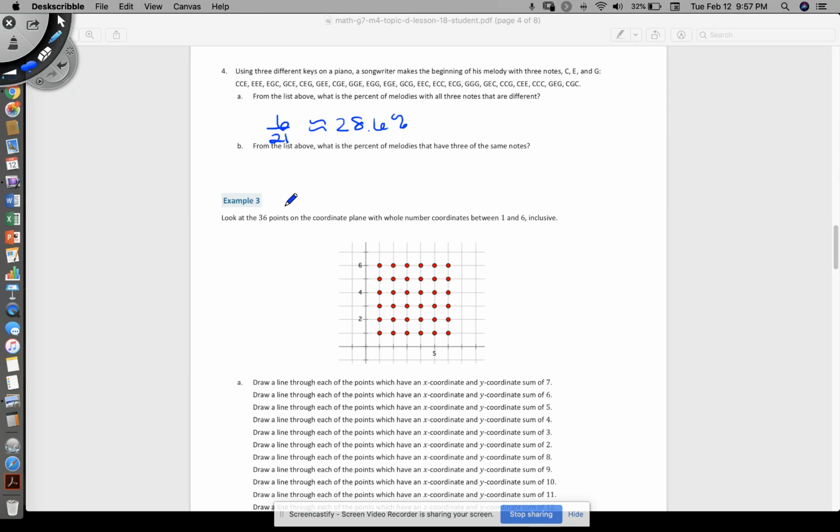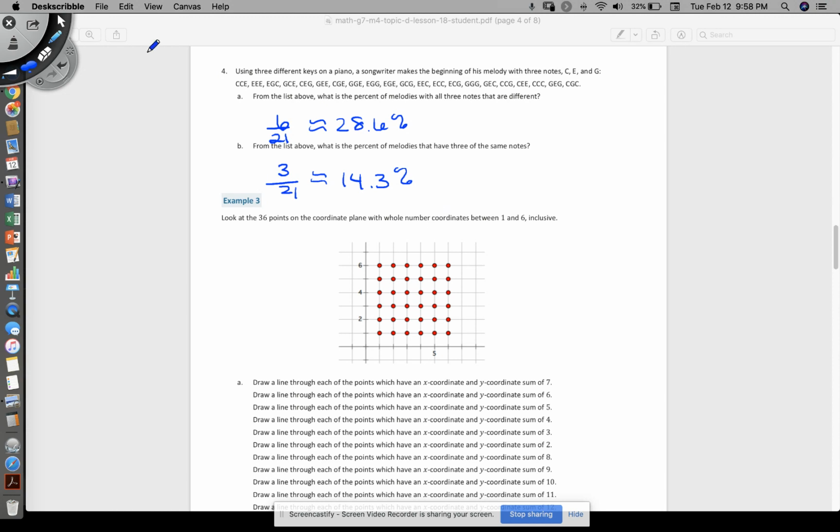All right, B. From the list above, what is the percent of melodies that have 3 different? Oh, excuse me, I'm going to read that again. From the list above, what is the percent of melodies that have 3 of the same note? I apologize, I was looking at something else. So there's 21 possibles. All right. So go ahead and count them up. I'll look at it too while you're counting it up. All right, you should have 3. I got 3. Now, if you divide that on a calculator, you're going to get approximately 14.3%.